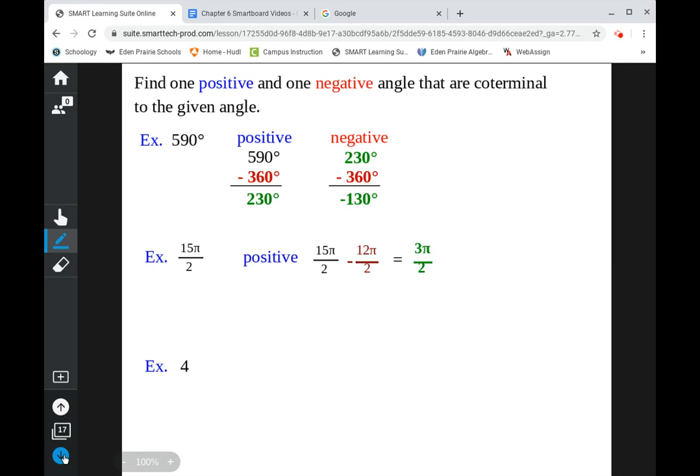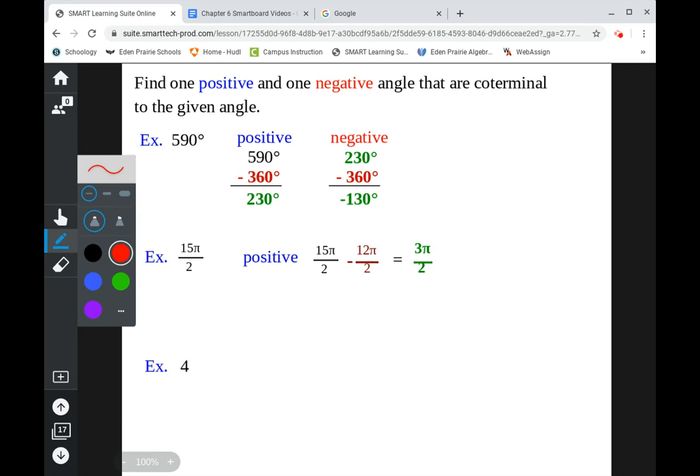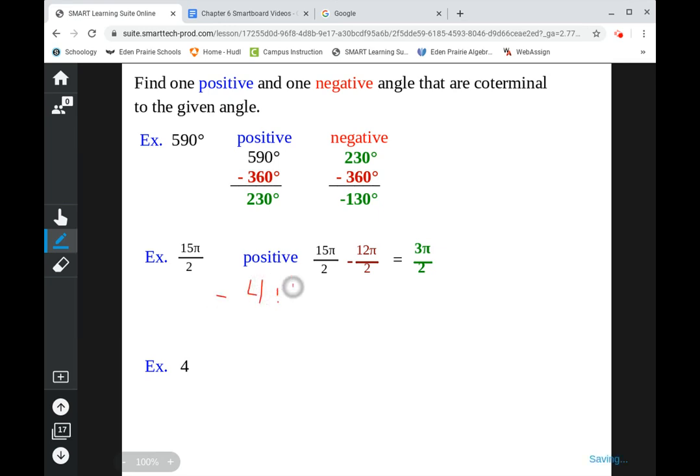Let's take a look at 15 pi over 2. If I want to think about 15 pi over 2, I think about my common denominator. So I could subtract 12 pi over 2 to get to an angle between 0 and 2 pi, which is 3 pi over 2. But if you think about 4 pi over 2 being 2 pi, I could take 15 pi over 2 and subtract 4 pi over 2. Let me just show you. And that would equal 11 pi over 2.